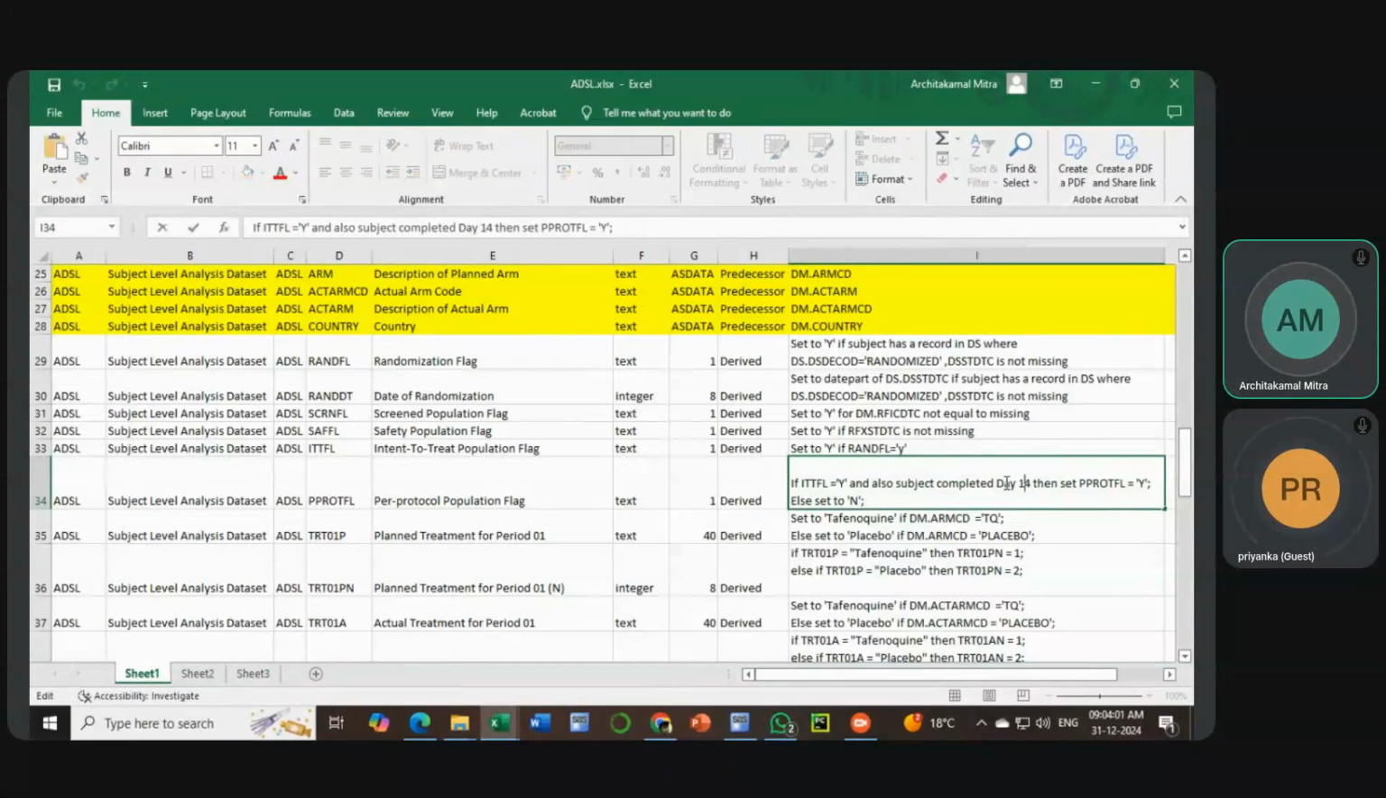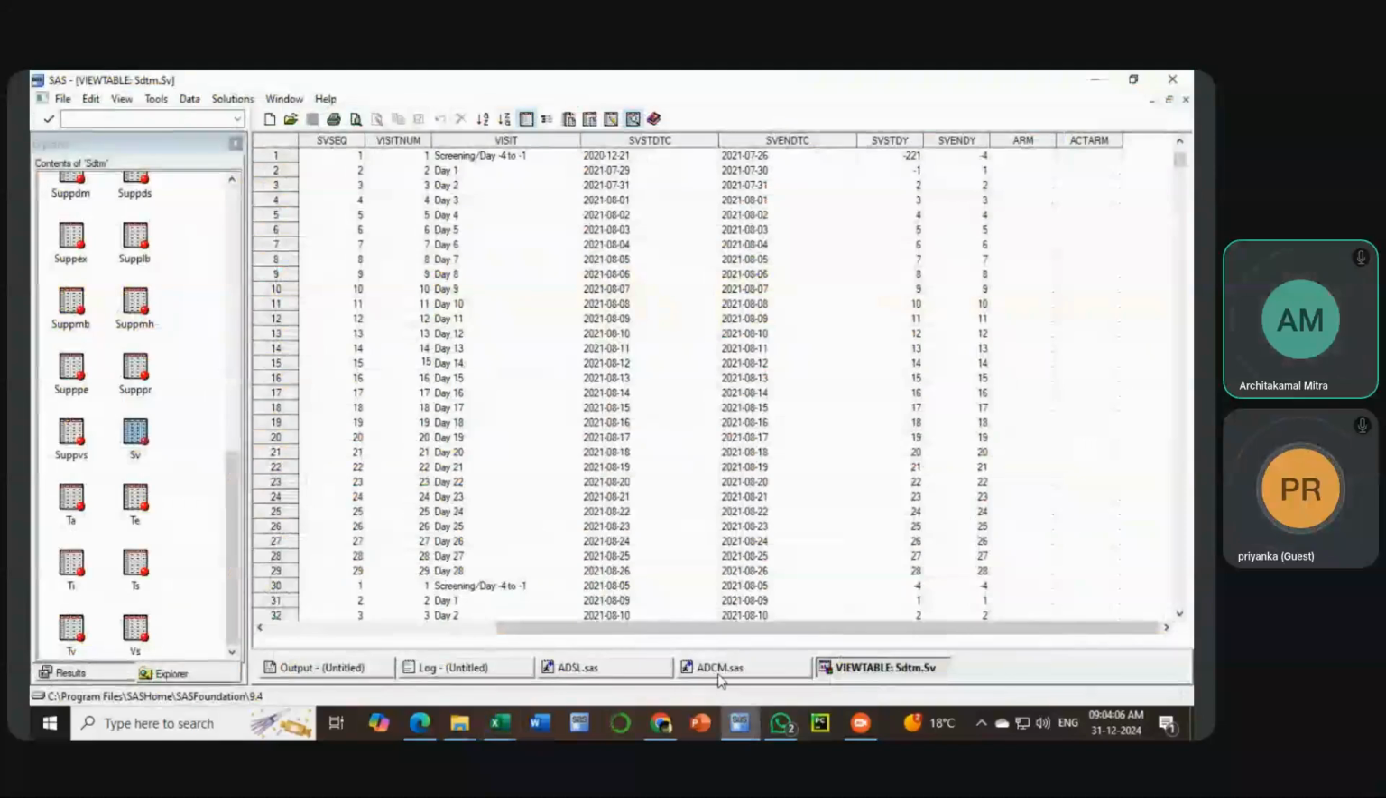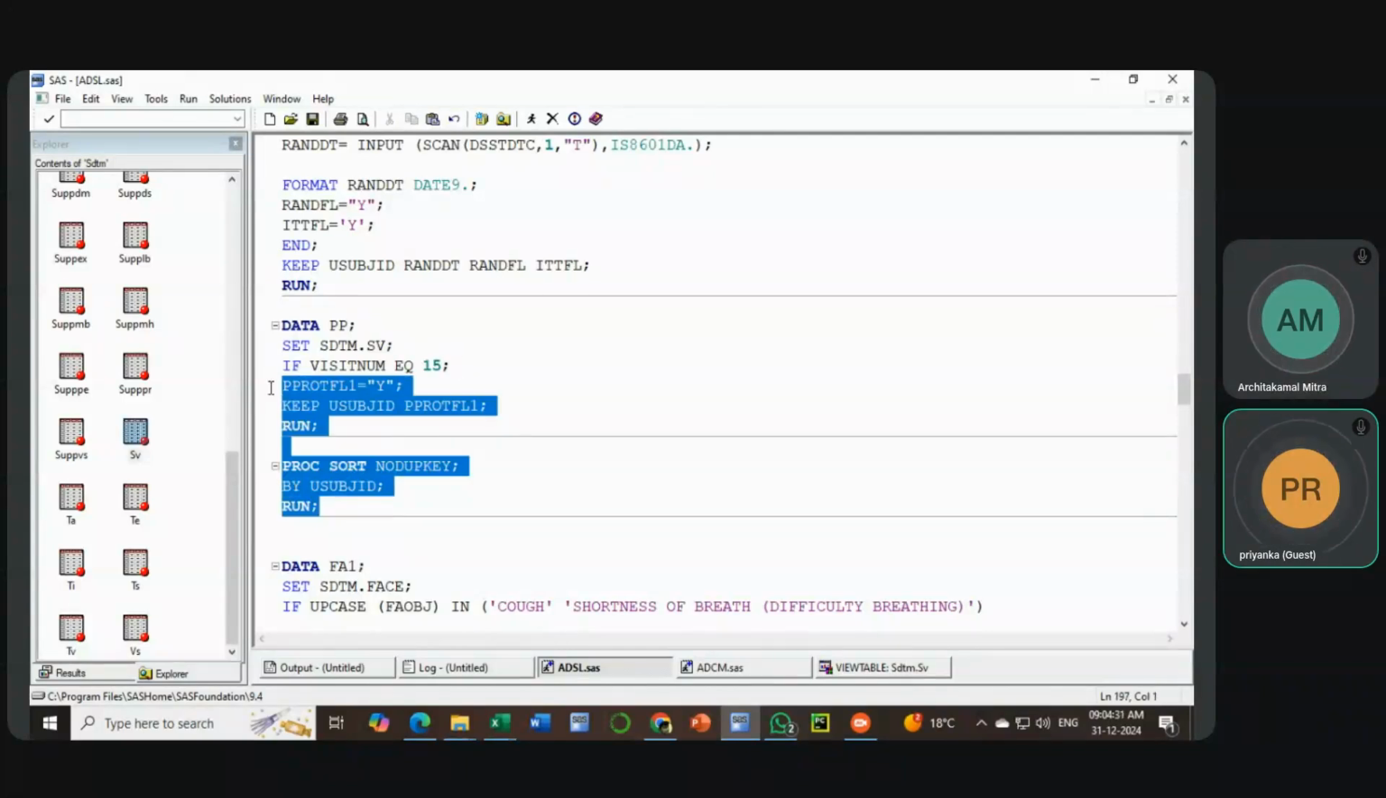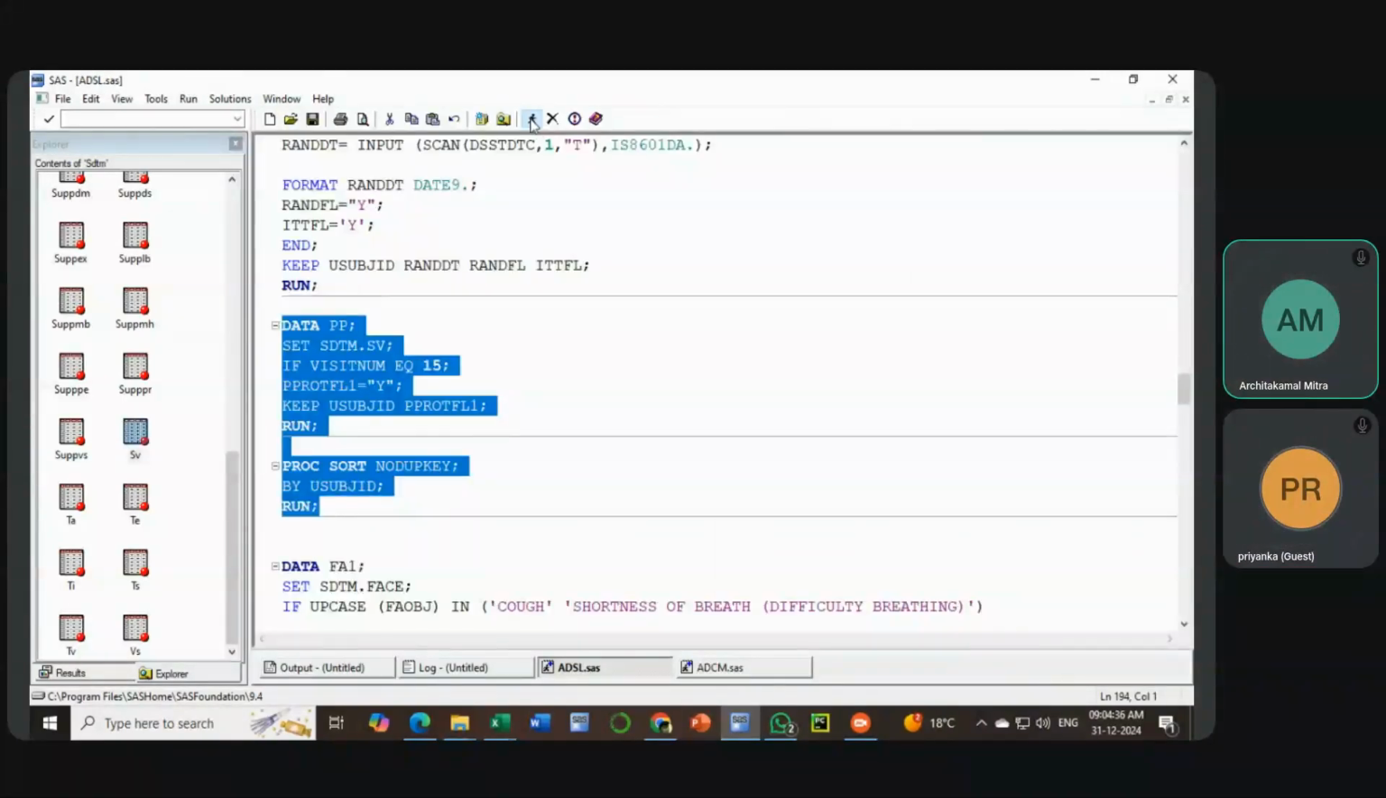Let me take this part of the logic and create the dataset SB. Create the dataset PP per protocol. Later on, this formula will encompass the second part of the filter, which is visit num. So it is ITTFL equal to Y and visit num should be Y. So here, if visit equal to 15, for those people, I will say per protocol equal to Y. Correct? And we are doing the use of no loop key. So if you execute this, what will we get?